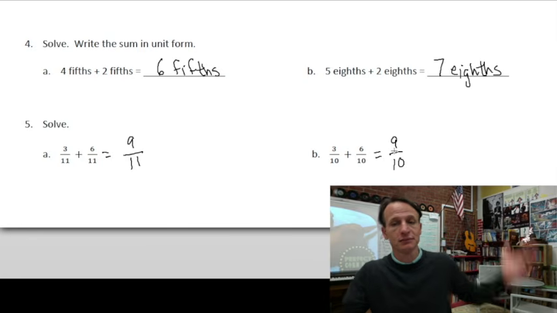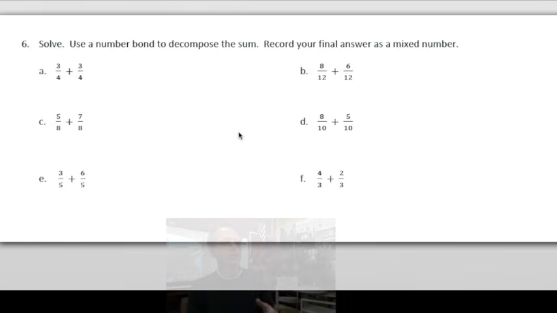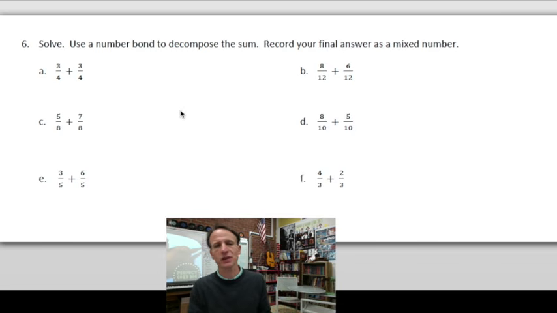That's it. Let's go on. Cruising, I tell ya. Number 6, we're doing the same thing we did up above with subtraction, just now with addition.